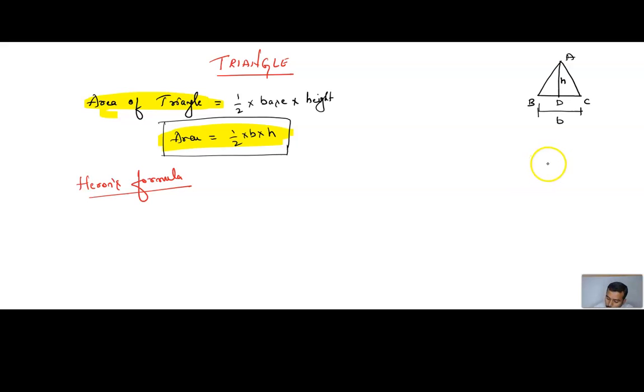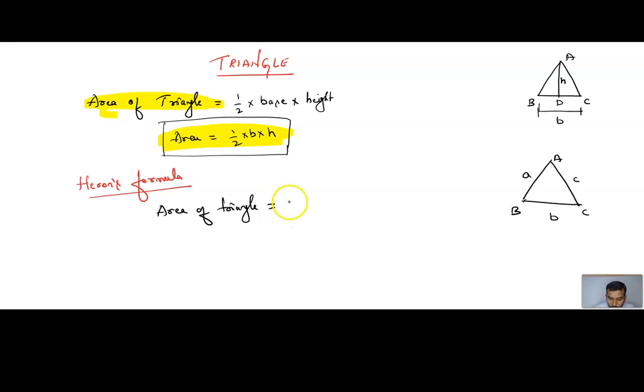Sometimes what they do, suppose this is a triangle ABC. Let me say the side AB value is A, BC value is B, and CA value is C. They give you the sides AB, BC and CA values, and then they ask you to find the area of the triangle. Then which formula do we use to find the area of the triangle?